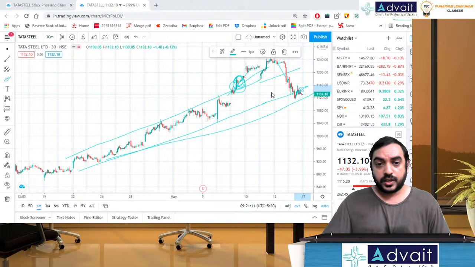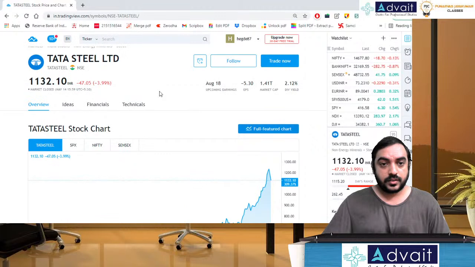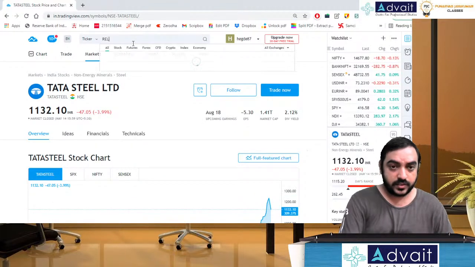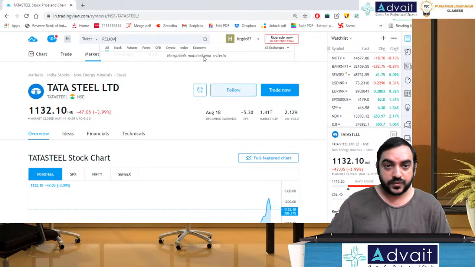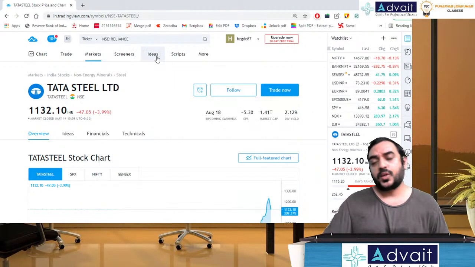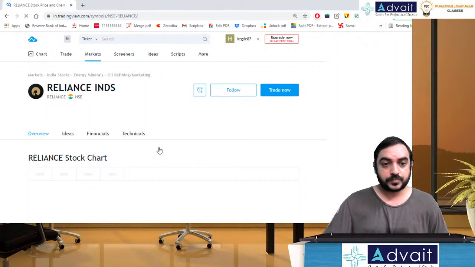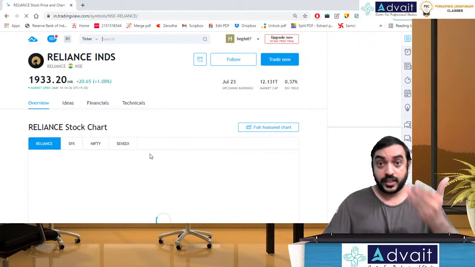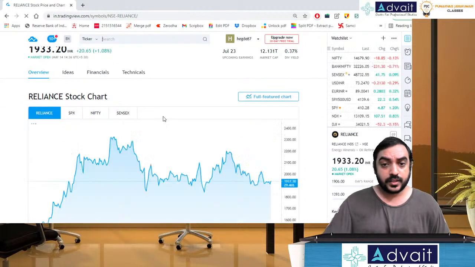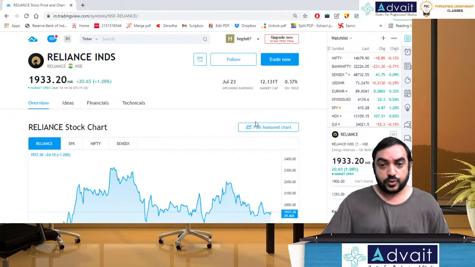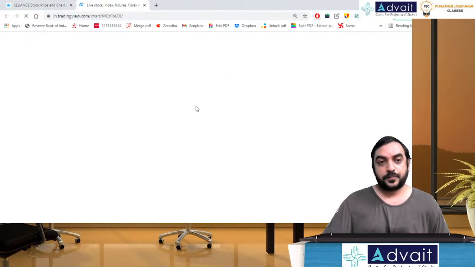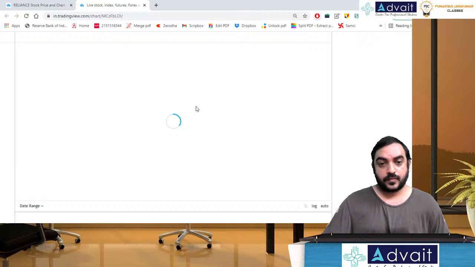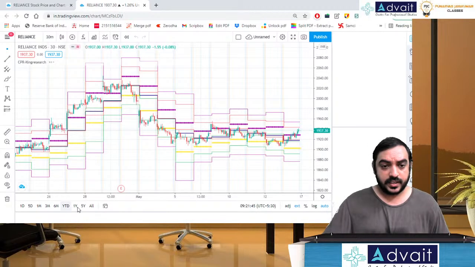Quickly, I'll show you one more chart. Let me show you Reliance Industries, the highest market cap company in India. I'll not spend much time on it; you should analyze more based on our analysis. I will go to full featured charts and take a larger time frame, let's say 1 year.